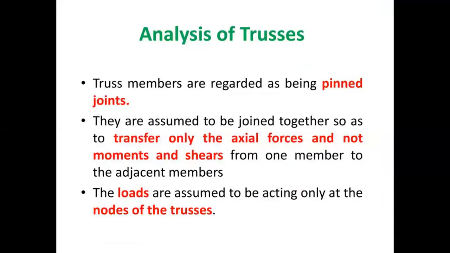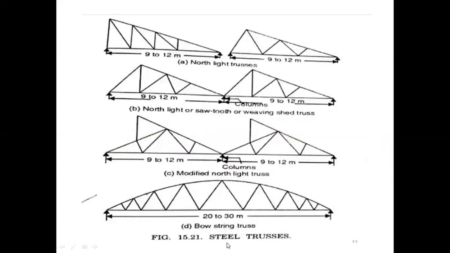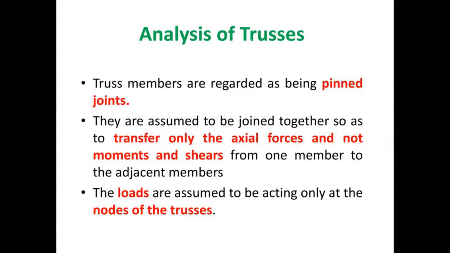Coming to the analysis of the truss, the truss members are considered pin jointed, so they transfer only axial force, not moment, and shear force is not transmitted from one member to the other. We also assume that the load acts only at the node. The node is the point where two straight members connect. This point is called a node, or nodal point, where the two members join. So we consider the load acting only at the nodal points of the truss.